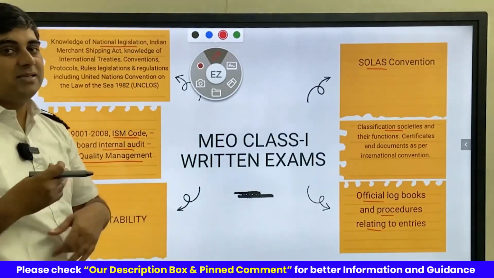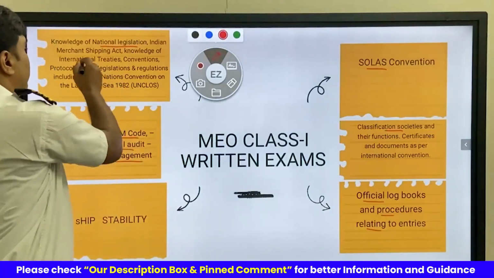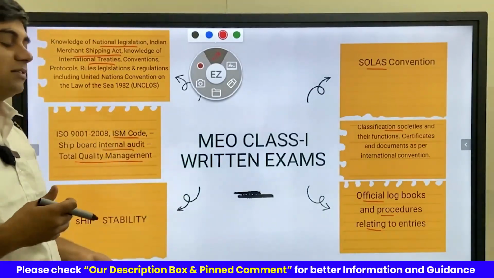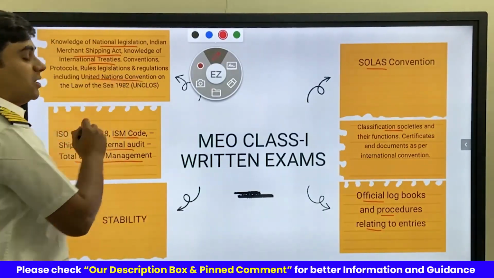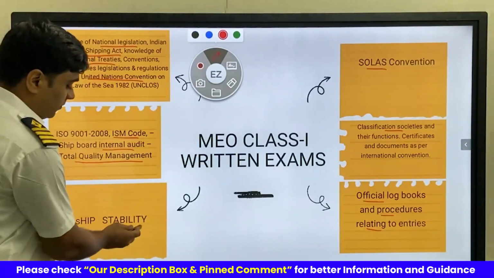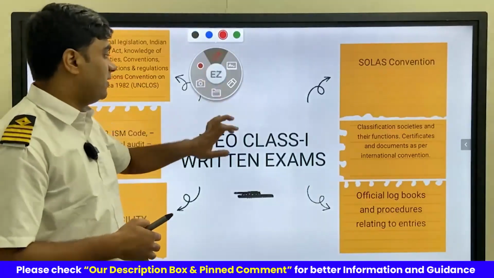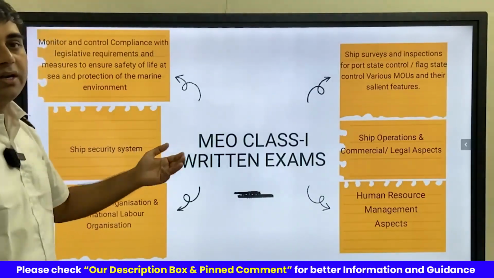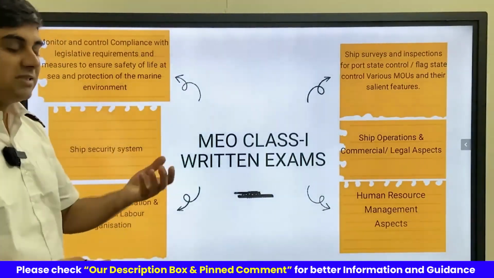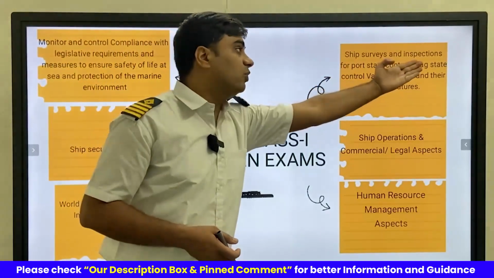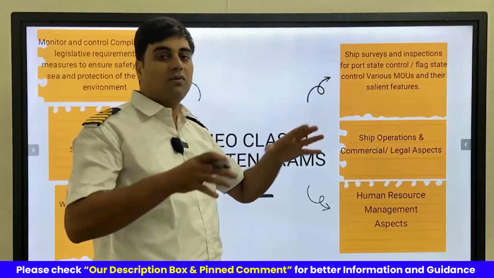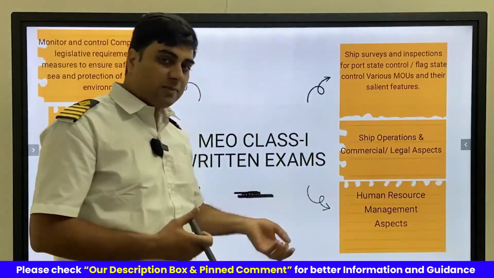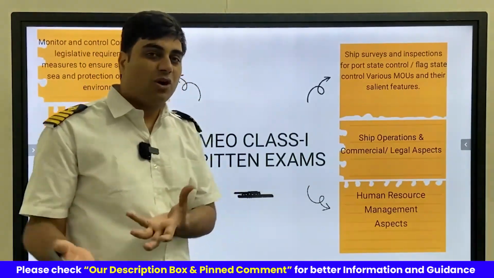Knowledge of national legislation, that means DG Shipping rules and the Indian Merchant Shipping Act, right? International treaties, we have to study all conventions like the Fund Convention and Bunker Convention. Then UN clause, as we already know, and ship stability. There are many things for MEO Class 1, which include monitoring, control and compliance, then ship security system, World Health Organization, MLC, Labour Convention. Then how we do ship surveys and inspection, port state control, flag state, various MOUs. Then ship operation, that means the commercial aspect, the legal aspect, and insurance.